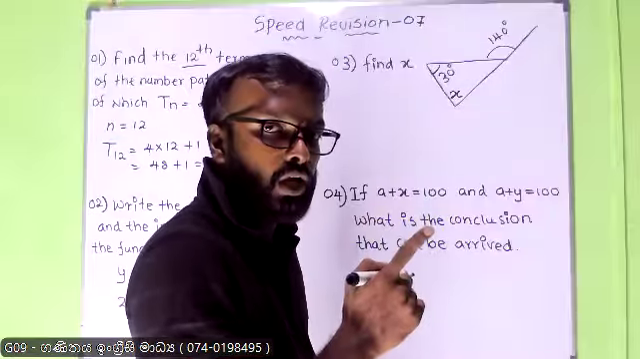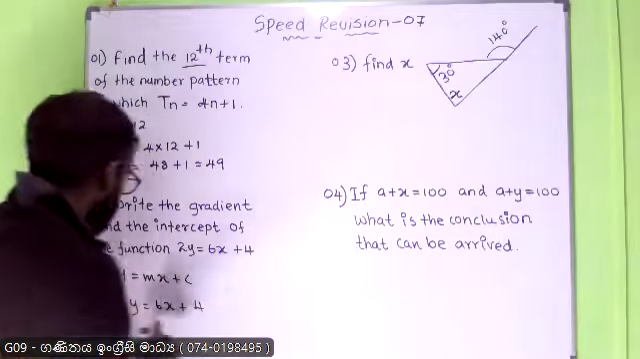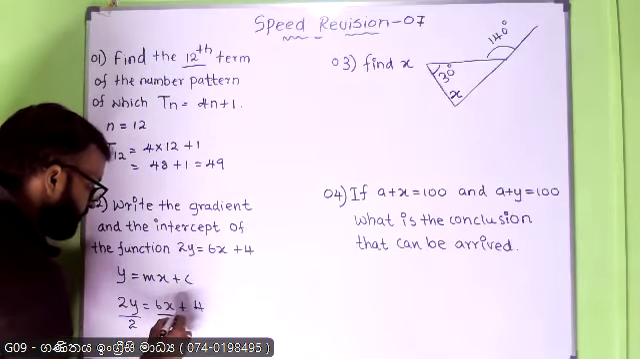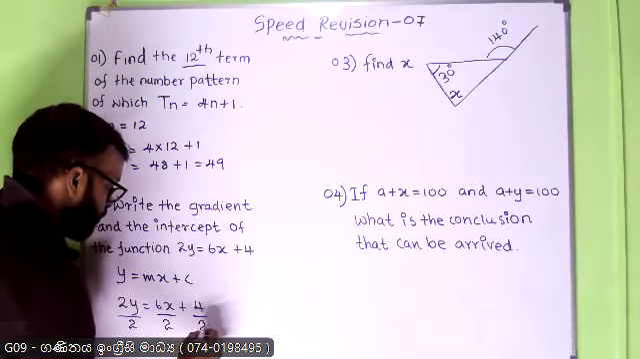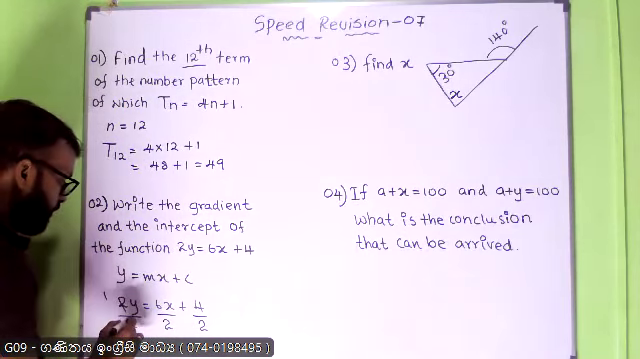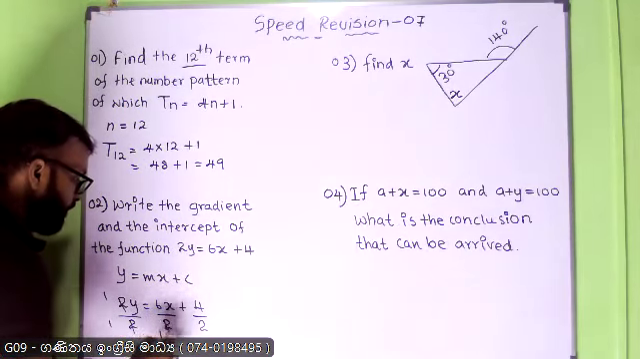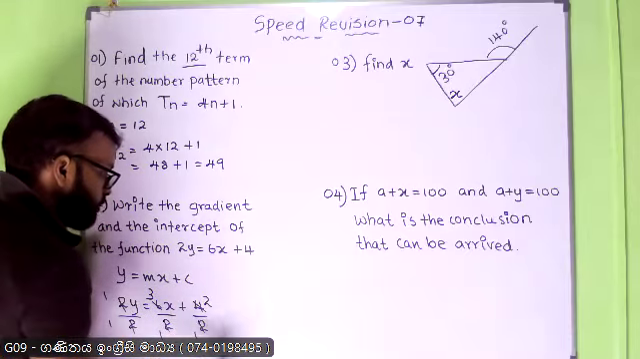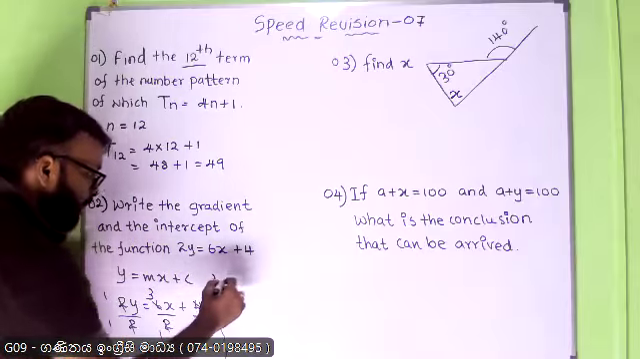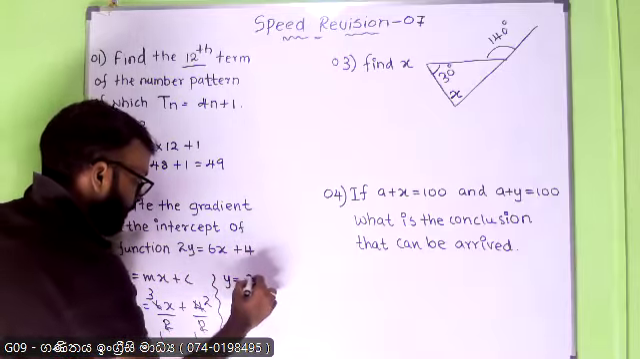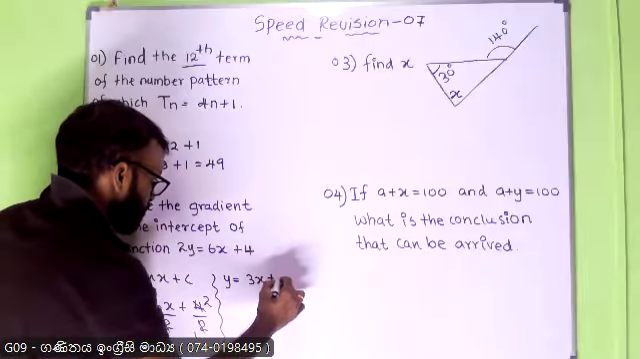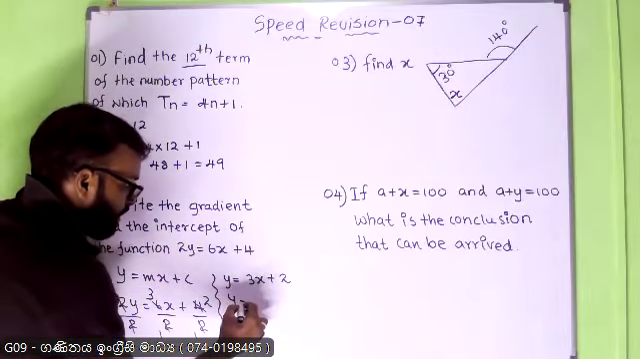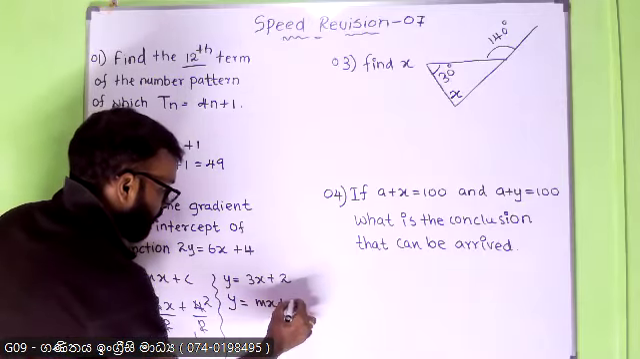If you can remember the formula lesson, that is how you are going to do it, right? So I am going to divide each and every term by 2, right? This term by 2, this term by 2, and this term by 2. 2y divided by 2, 6x divided by 2 is 3x, 4 divided by 2 is 2. So that I have y equals 3x plus 2, right? So now this is in the form y equals mx plus c, right?